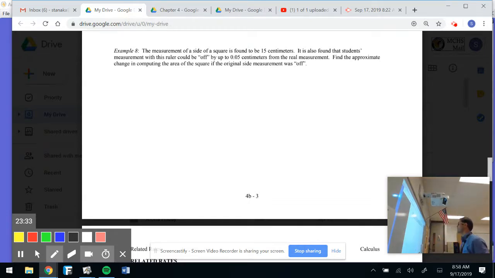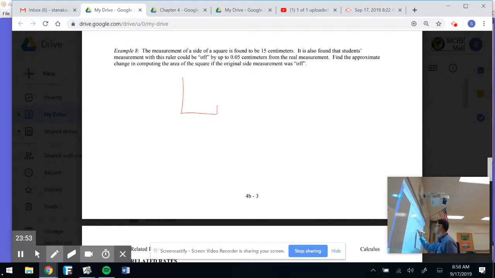Okay, the measure of a side of a square is found to be 15 centimeters. It's also found that students' measurement with this ruler could be off by 0.05 centimeters. So that could be a change, right, class? From the real measurement. Find the approximate change in computing the area of this square if the original side measurement was off. So we're going to pretend like we were off, even though you guys, no way you would ever be off. Let's draw a picture.